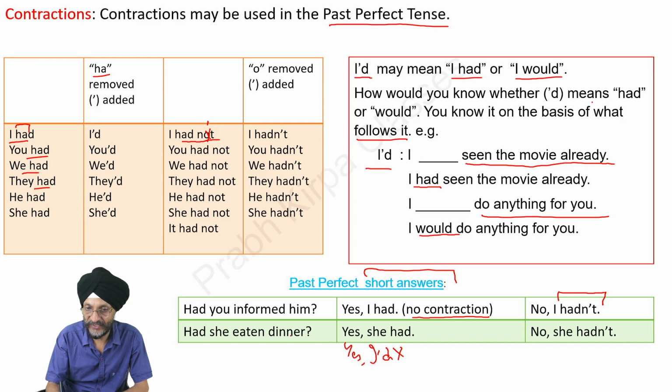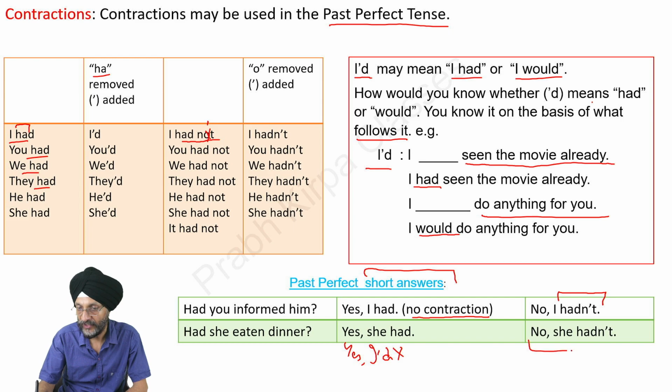Next question, had she eaten dinner? If the answer is in positive, then you will say yes, she had. If the answer is in negative, you will say no, she hadn't. You can use contraction here, hadn't.